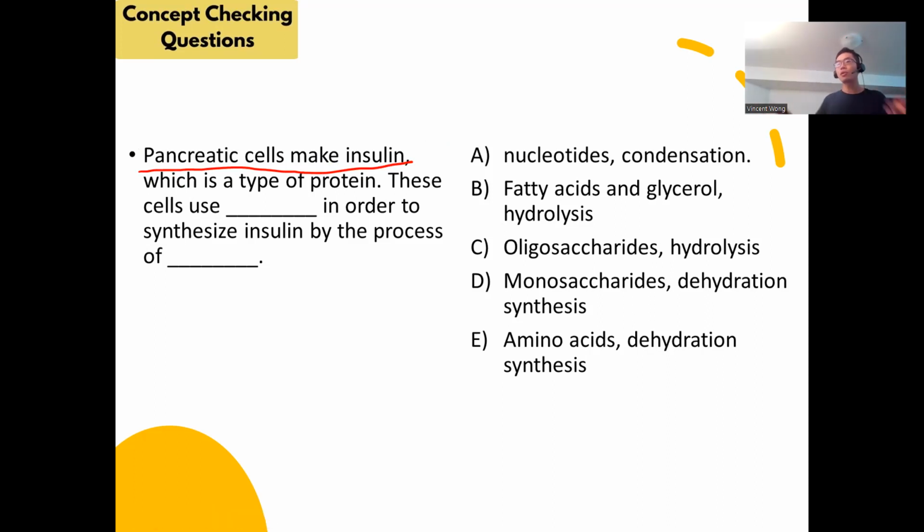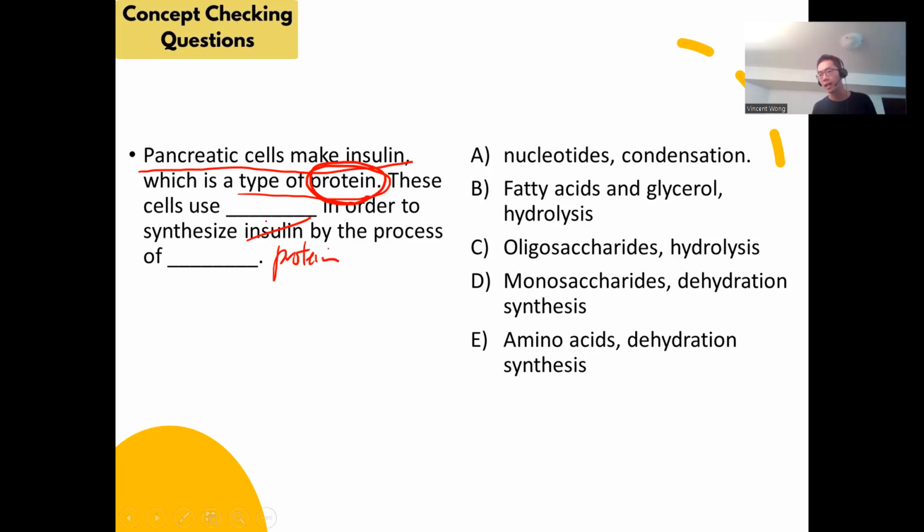Sometimes the application question just puts you in a context, like a scenario, and asks you to answer. So here, you don't have to know what pancreatic cell is, and you don't have to know what insulin does. What's important is this: insulin is a type of protein. So these cells use something in order to synthesize insulin, which again is a protein. So you can read it like this: these cells use something in order to synthesize protein by the process of something.